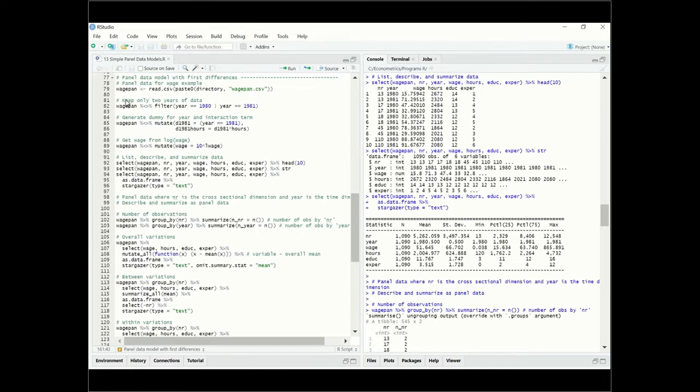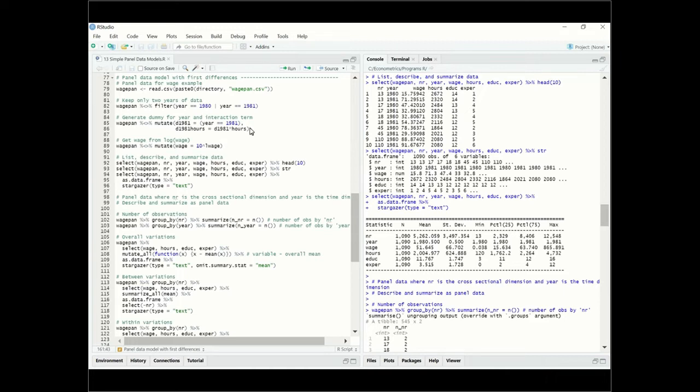And for this exercise, we're going to only keep 2 years of data. So here we're going to filter and only keep the observation if the year is 1980 or the year is 1981. And now also let's generate a dummy variable for year and an interaction term. If the year is 1981, let's call this D of 1981. And then I also would like to generate an interaction term, which is this dummy variable for the year times hours. So have this variable ready to go.